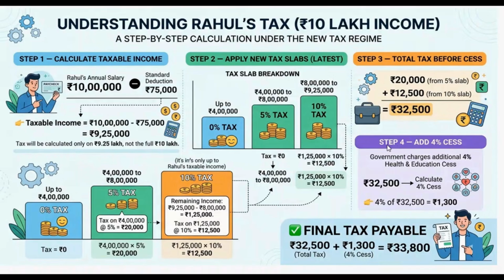Now at the last step, the Government of India charges an additional 4% health and education cess. That is 4% on the tax before the cess. That is 4% of 32,500, which is equal to 1,300. Final tax payable by Rahul is 32,500 plus 1,300 cess, which is equal to 33,800. This is the final tax that is paid by Rahul.